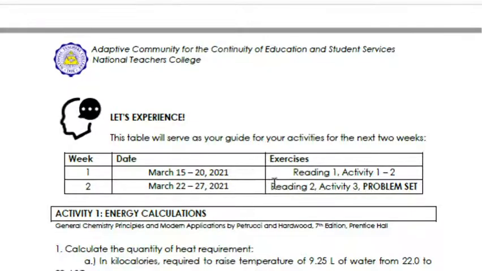And then this is the suggested dates wherein you can accomplish your module.